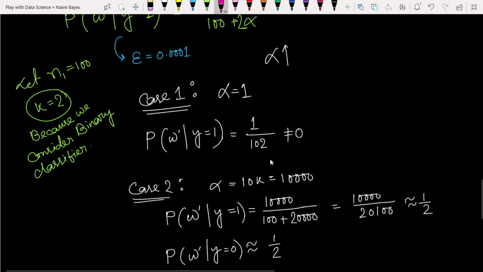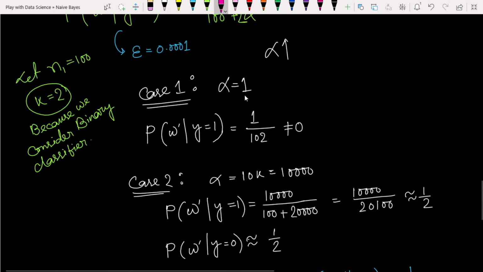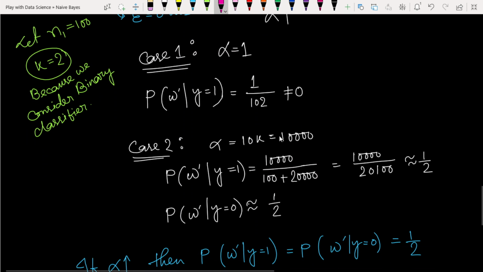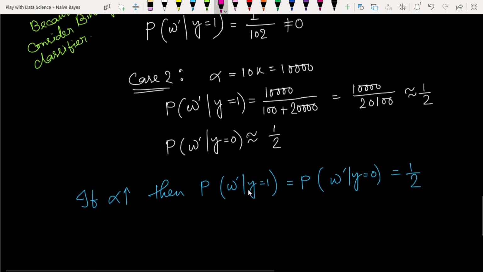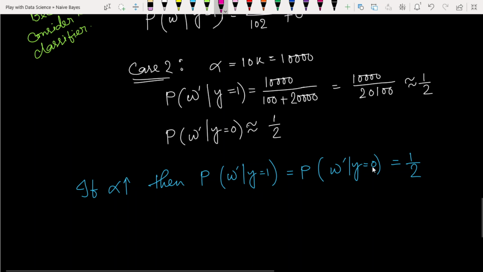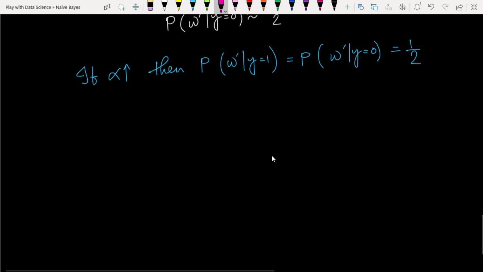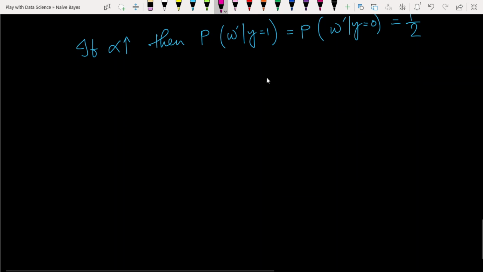Now let's take alpha equal to 1, and then we simply increase the value to alpha equal to 10,000. When we increase the value of alpha, we see that the probability for this unknown word for each class tends to the same, that is half. So now let's increase the value of alpha one by one.